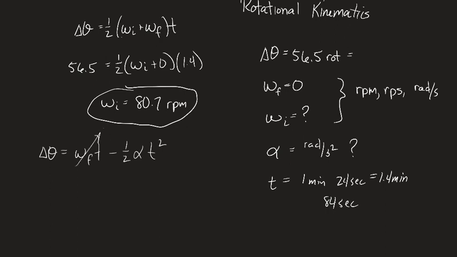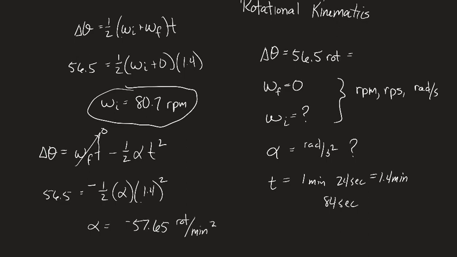So this is 0. So I get 56.5 equals negative 1/2 alpha times 1.4 squared. I actually didn't work this out this way, so I need to do this. So 56.5 times 2 divided by 1.4 divided by 1.4. I get that alpha is equal to negative 57.65 rotations per minute squared.